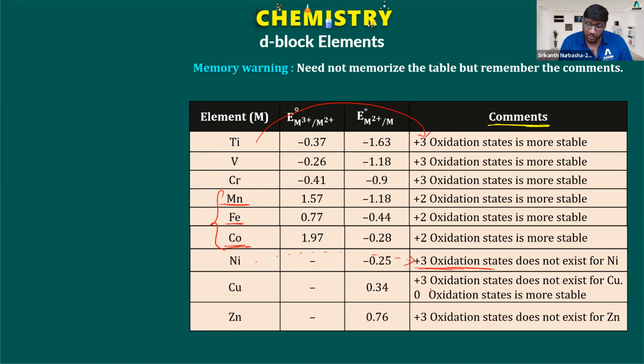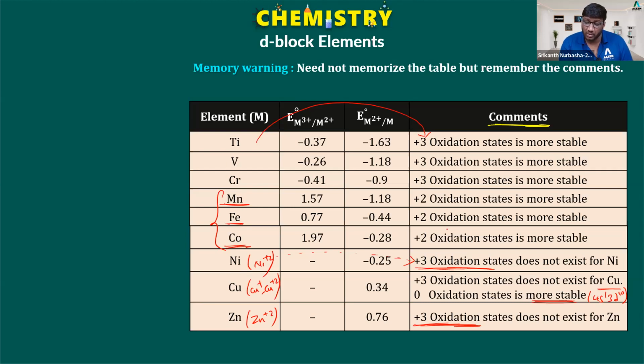For copper also, the +3 oxidation state does not exist. The 0 oxidation state is more stable, because of the 4s1 3d10 electronic configuration. For zinc also, we cannot have the +3 oxidation state. Zinc exists in Zn+2 only. Copper exists as Cu+2, but the 0 oxidation state is more stable. Nickel exists in the +2 state only.